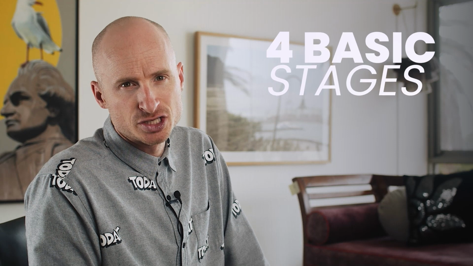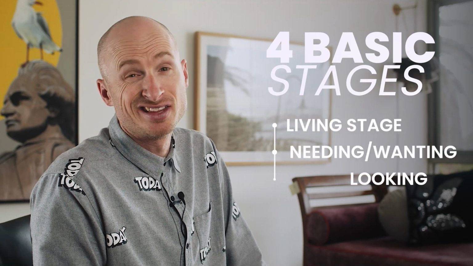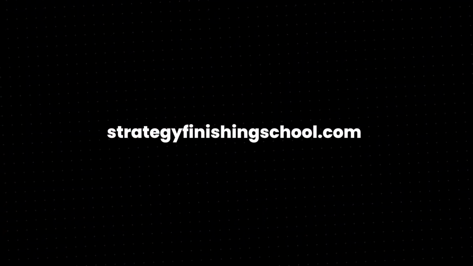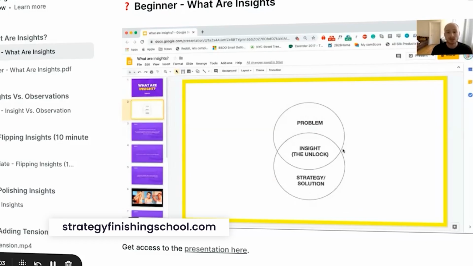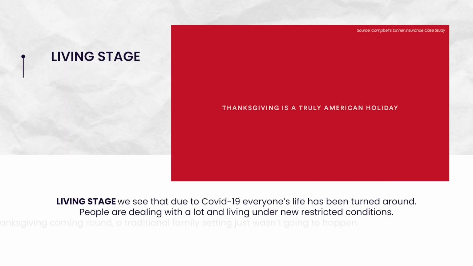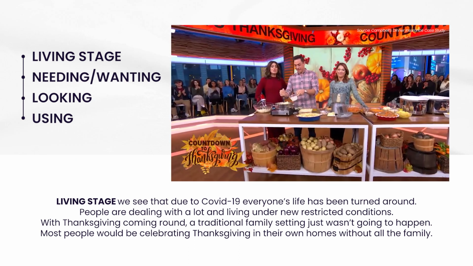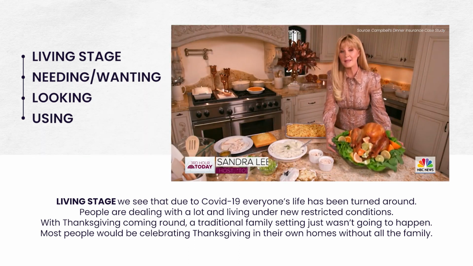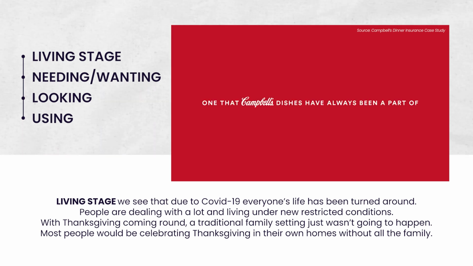The 4 basic stages we are looking at are the living stage, the needing and wanting stage, the looking and buying, and using stage. In the Strategy Finishing School, I have a video that teaches you how to run a consumer journey workshop and a template of all the questions you need to ask. When we look at the Campbell's example in the living stage, we see that due to COVID-19, everyone's life has been turned around. People are dealing with a lot and living under new restricted conditions.